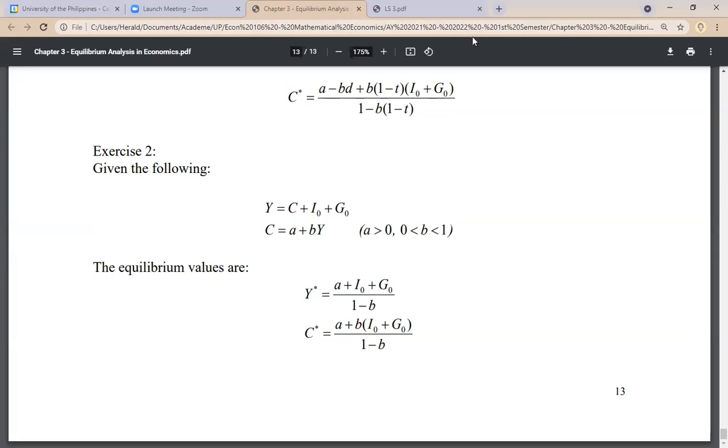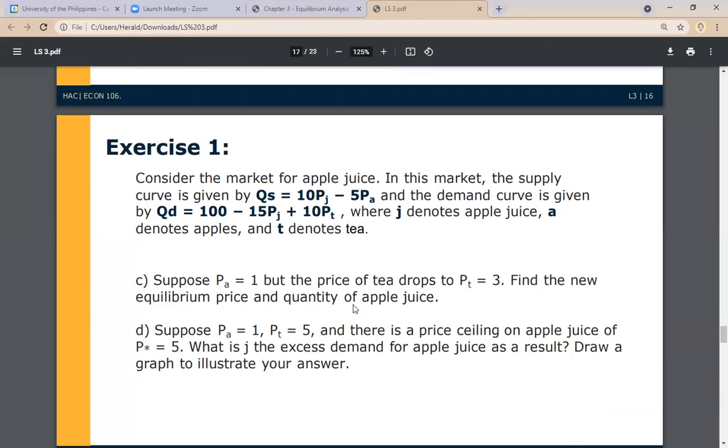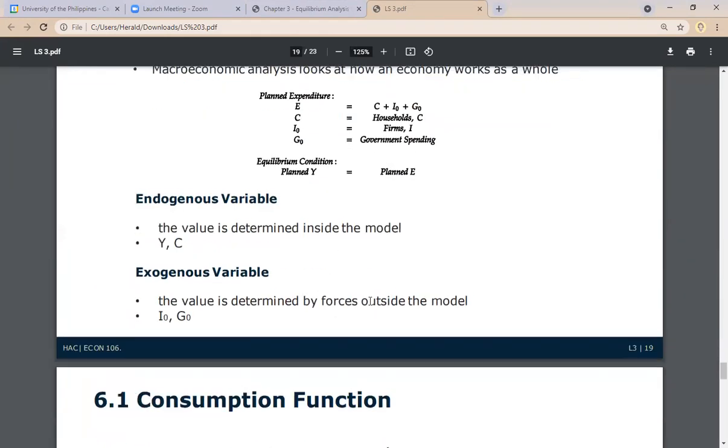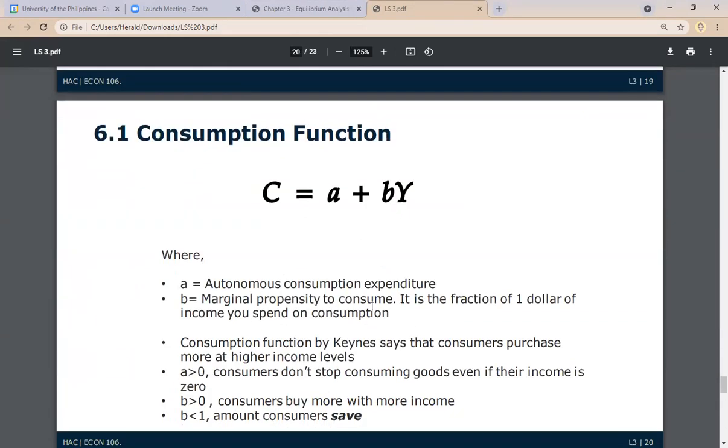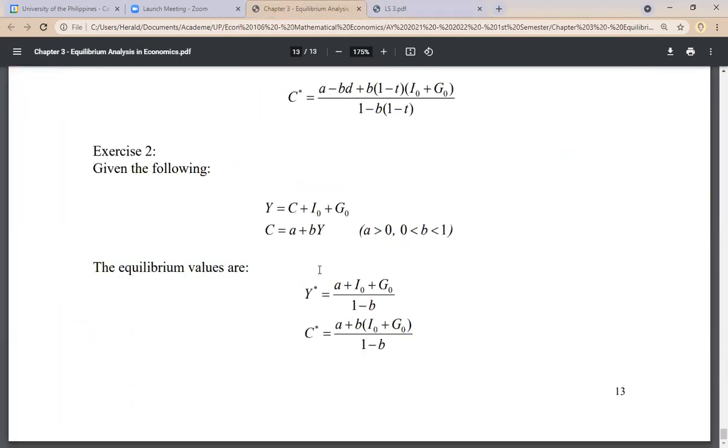Let's have a more detailed process of how we solve those values. I think it is here. All right. Okay. All right. I think you're quite familiar already with determining the national income. Let's try also to discuss the consumption function, class.